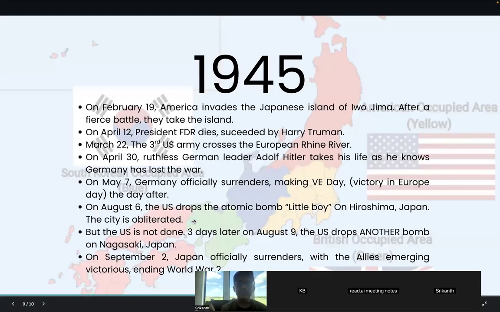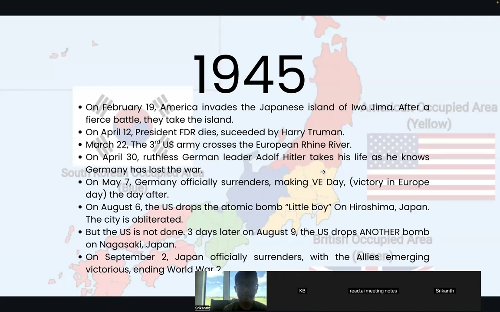The last year, guys. In 1945, on February 19th, America invades the Japanese island of Iwo Jima, like over here, here. It's here. After a fierce battle, they take the island. The Japanese had really strong war tactics, like they hid in holes and shot the Americans, but somehow the Americans won. Now on April 12th, President Franklin Delano Roosevelt dies, succeeded by Harry Truman.